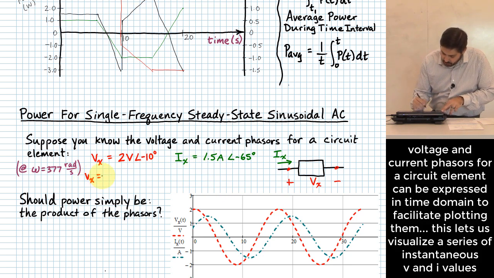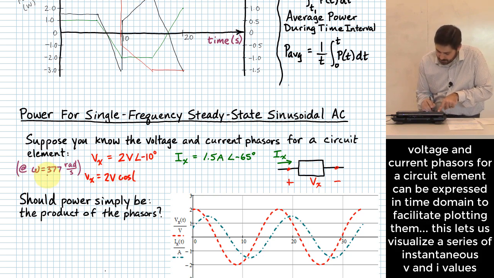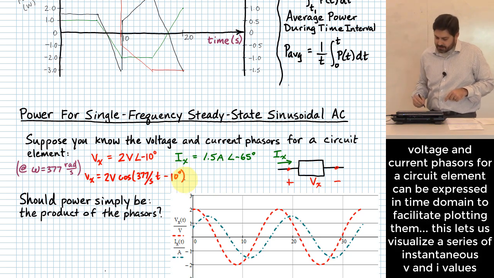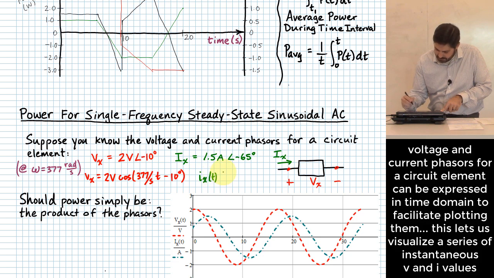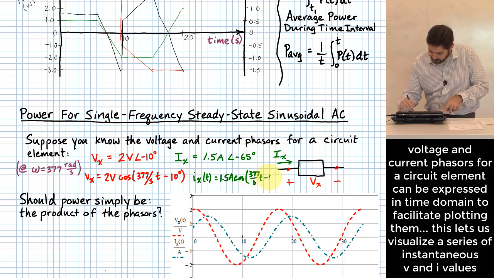So V of x would be what for this first one? 2 volts cosine of what? I mentioned over here what the omega was, so let me put that in: 377 per second t minus 10 degrees, right? That's how I would plot that wave over there, because I need some kind of time value in order to plot it. So I would use a time domain statement of it like that. What about for my I value? Ix of t would end up being probably just 1.5 amps cosine of 377 per second t minus 65 degrees.